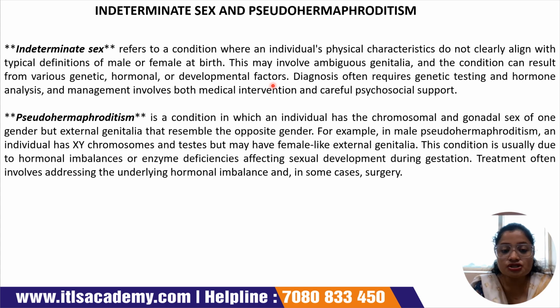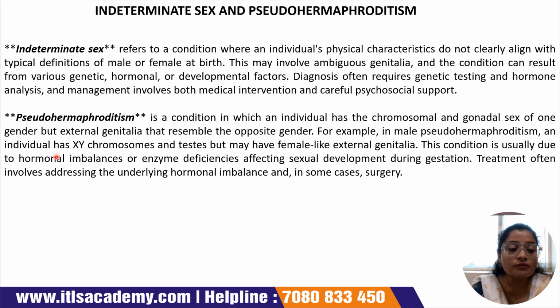It refers to a condition where an individual's physical characteristics do not clearly align with typical definitions of male or female at birth. Physical characteristics means the primary and the secondary sexual organs are not conventionally developed so as to mark that particular child as a male or a female. This may involve ambiguous genitalia, and the condition can result from various genetic, hormonal, or developmental factors. Diagnosis often requires genetic testing and hormone analysis, and management involves both medical intervention and careful psychosocial support.